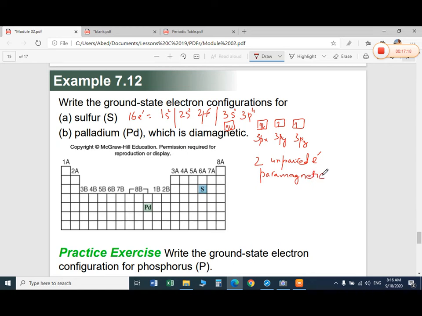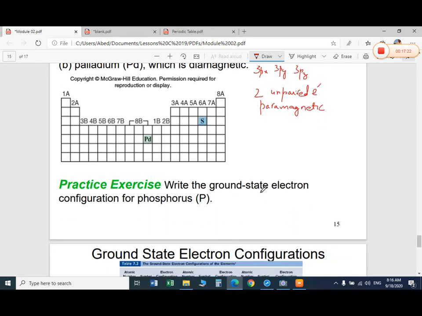Okay, the palladium is a large atom. We will not do it for the palladium. Come to the sulfur. So sulfur will have how many electrons? Sulfur has 16 electrons. So let me write the sulfur also. So first you must see the number of electrons from the periodic table and then write the configuration.